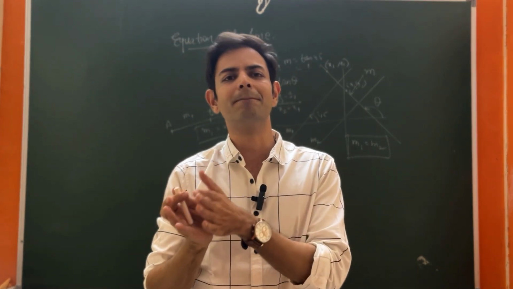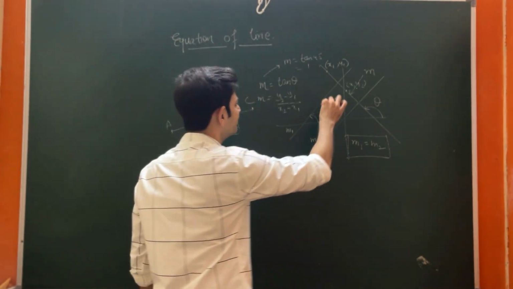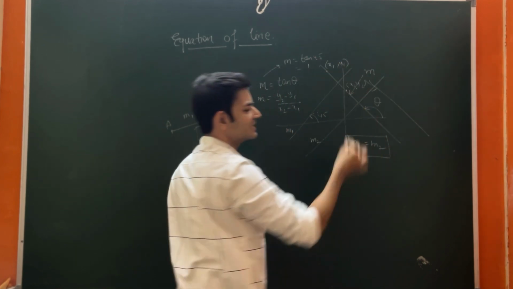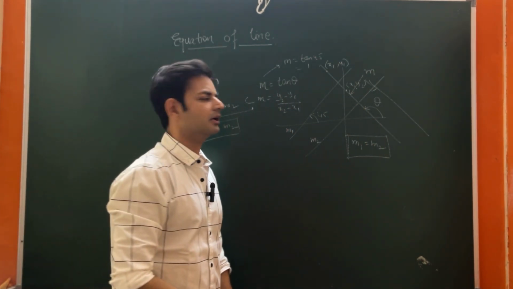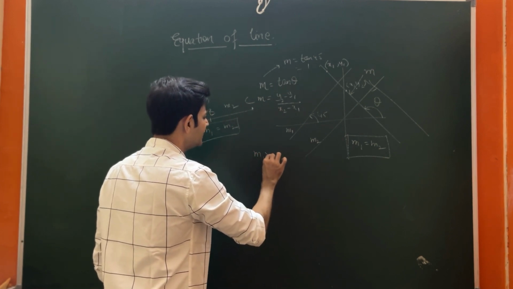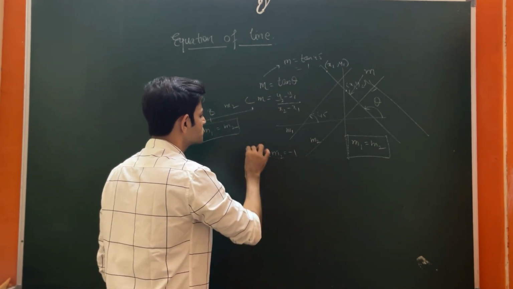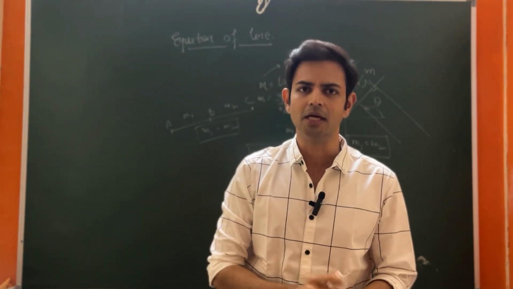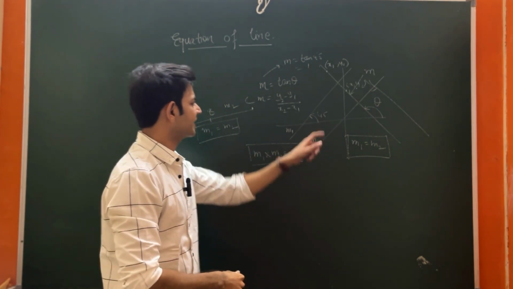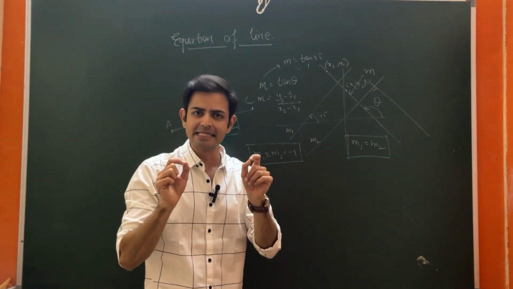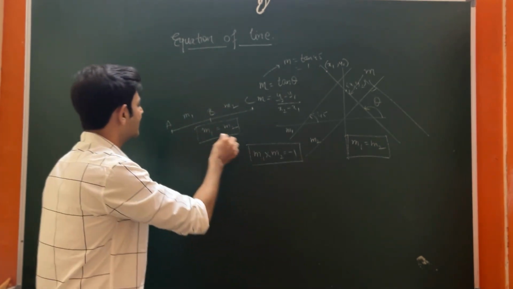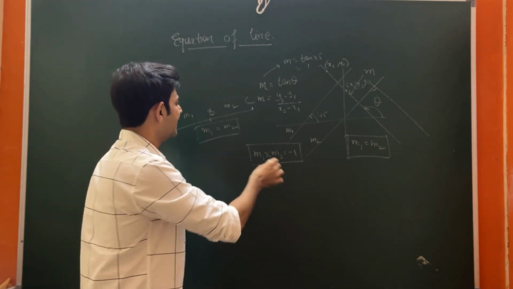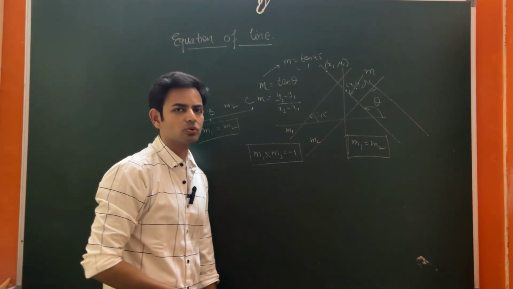The third case is perpendicular lines. For example, there's a line here which passes from this one and is perpendicular. In case of perpendicular lines, m1 into m2 is equal to minus 1. This is called the case of perpendicularity. So, in case the lines are parallel, m1 is equal to m2. In case the points are collinear, again m1 is equal to m2. In case the lines are perpendicular, then m1 into m2 is equal to minus 1.